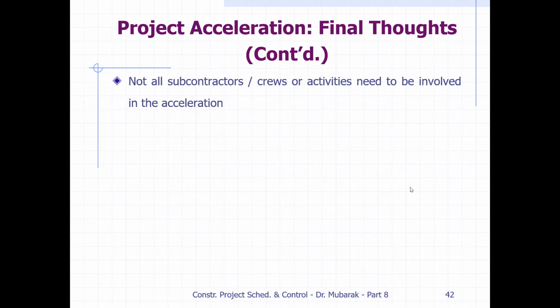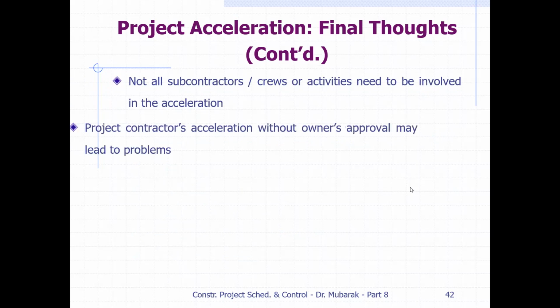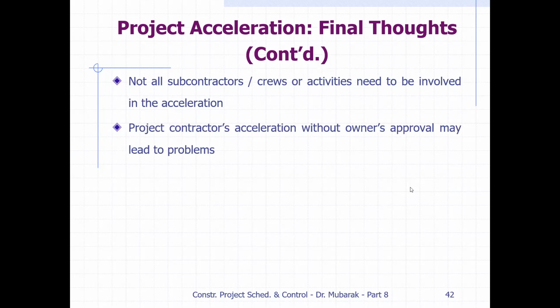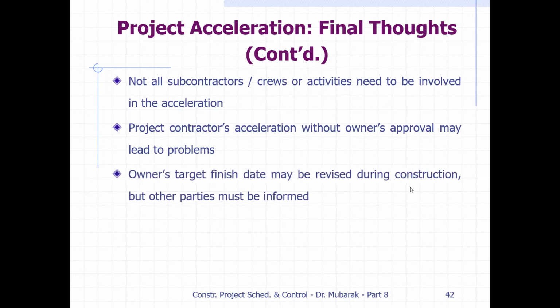So this topic continues. Not all subcontractor crews or activities need to be involved in the acceleration. So we have to see wherever we can do the acceleration. Project contractors' acceleration without the owner's approval may lead to problems. Okay, so whenever you do this, you have to take the owner into confidence about what you are going to do for acceleration of your project. The owner's target finish date may be revised during construction, but other parties must be informed. Okay, so whatever the target date, take the owner into confidence, make a negotiation, and then decide, and then move ahead with your project.